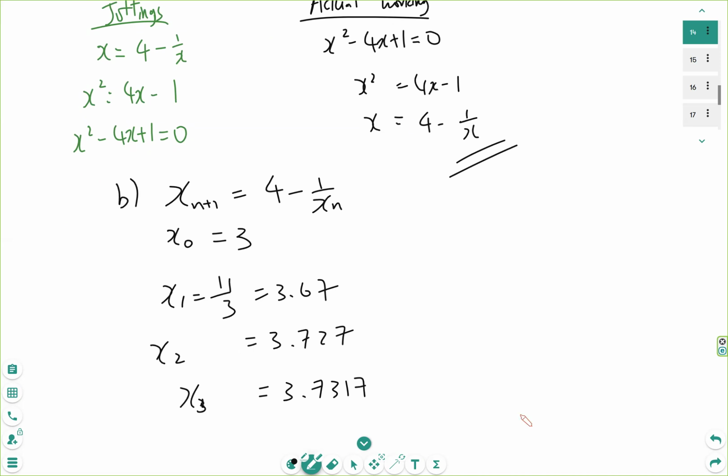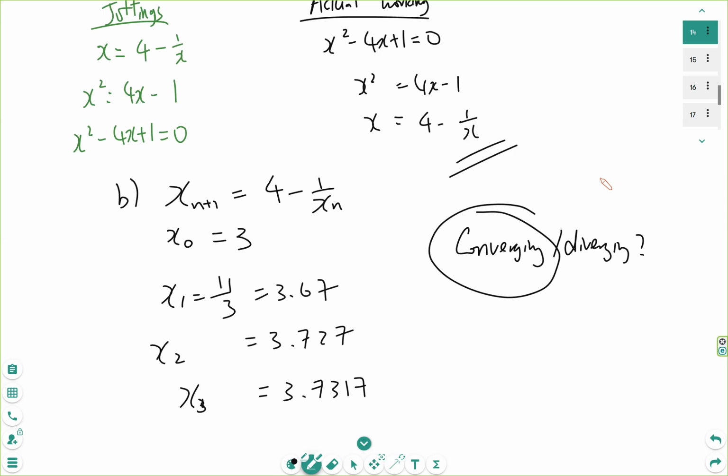So maybe you can tell me, is it convergent? First of all, is it convergent? This question is not asking you, but just for you, is it convergent or diverging? It is converging because you can see the gap is getting smaller and smaller. So 3 to 3.67 is around 0.6. From here it's 0.1 and that's 0.01. So it's getting smaller and smaller. The gap is closing, so it's converging. So next question, is it a staircase or is it a cobweb?